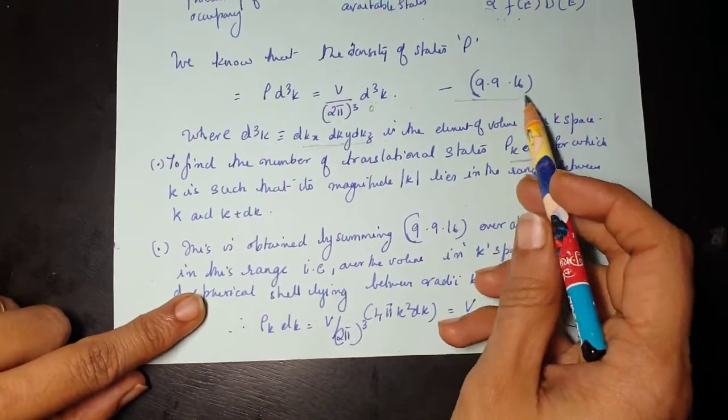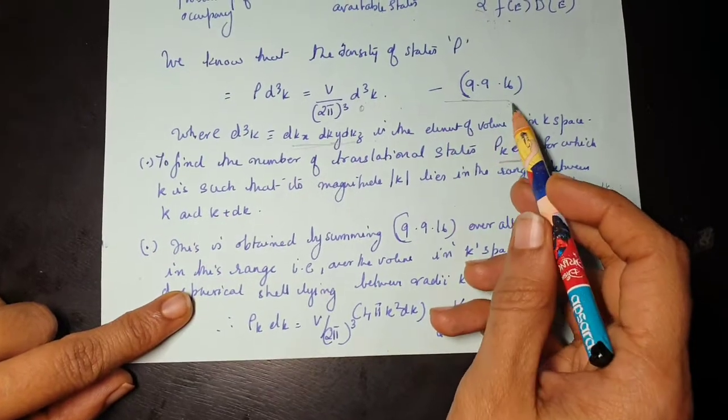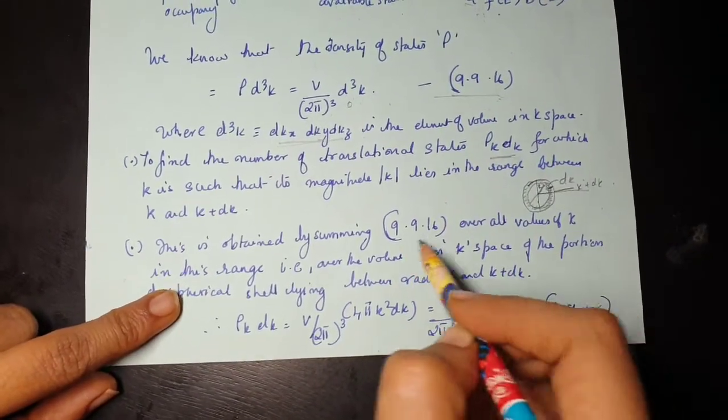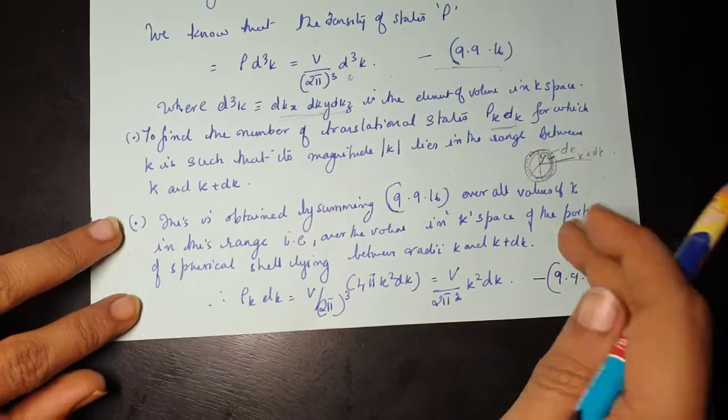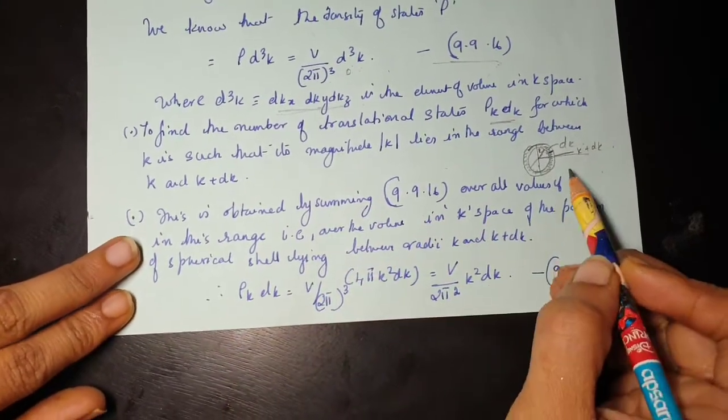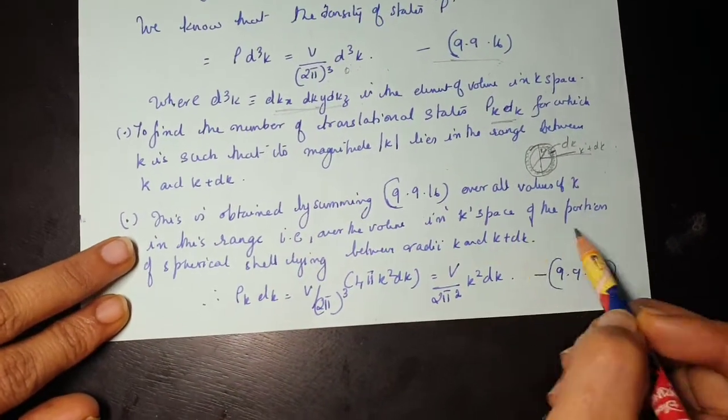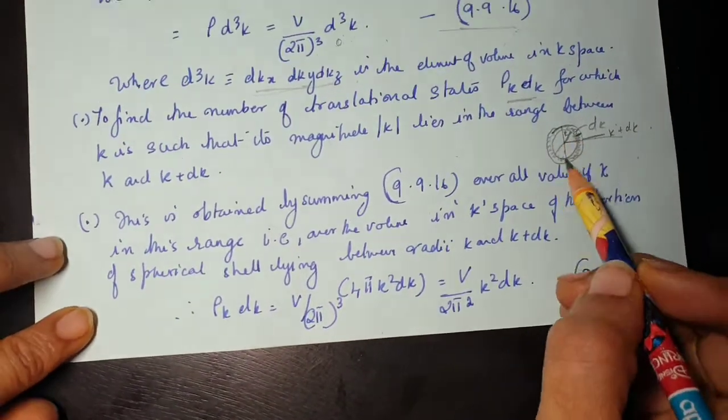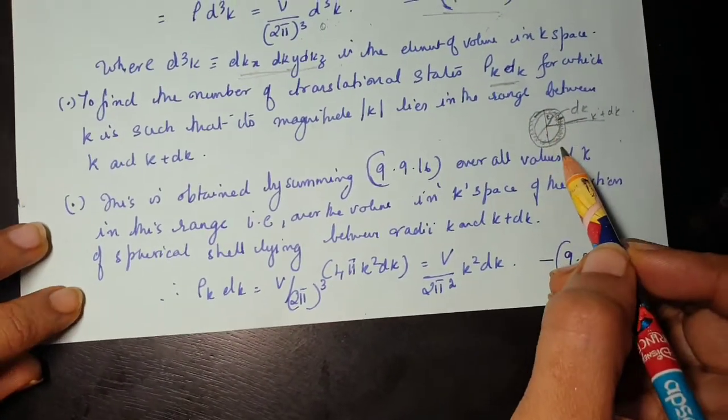The equation numbering, as I said, is just according to some portion of your textbook, so you can refer to that equation, or you can put your own equation numbers, that's up to you. This is obtained by summing over all values of K in this range, or we can write that it is the volume of this thin spherical shell.